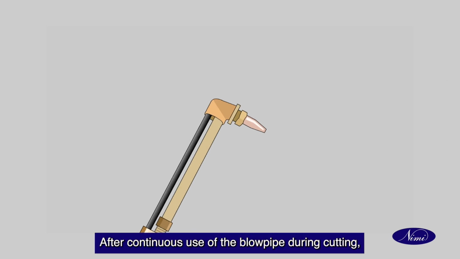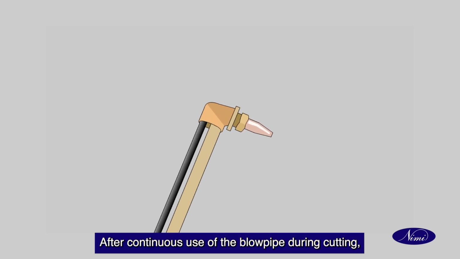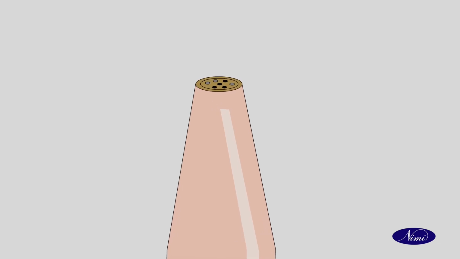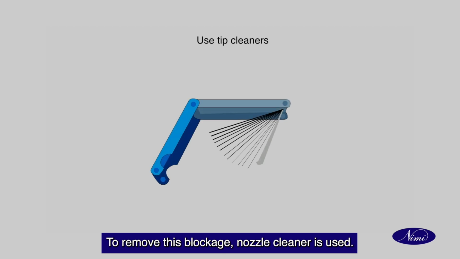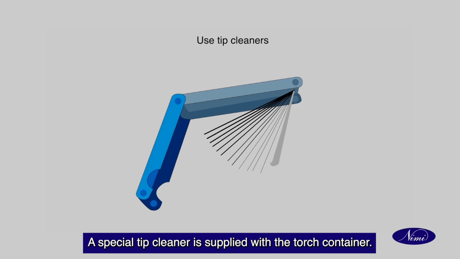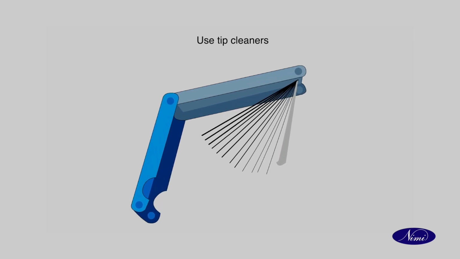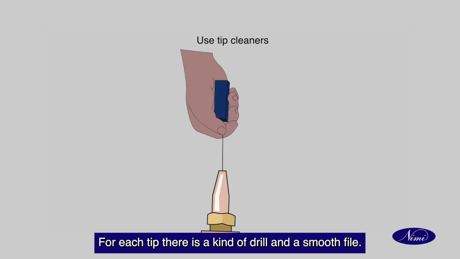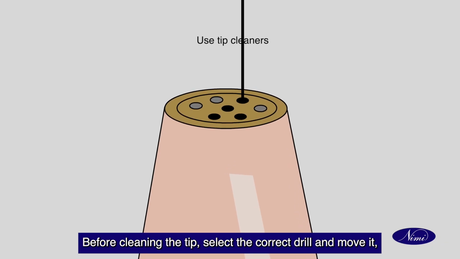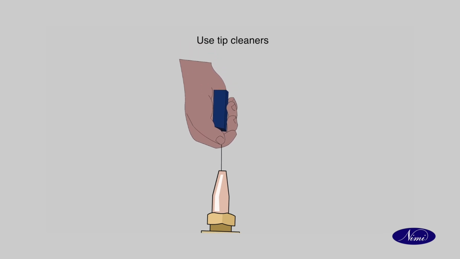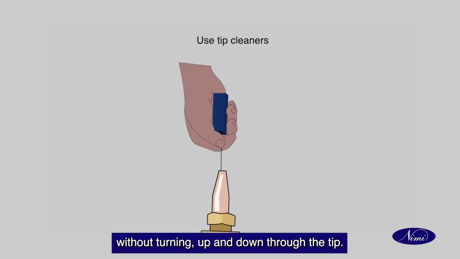After continuous use of the blowpipe during cutting, the nozzle may get blocked by metal particles or spatters. To remove this blockage, nozzle cleaner is used. A special tip cleaner is supplied with the torch container. For each tip, there is a kind of drill and a smooth file. Before cleaning the tip, select the correct drill and move it without turning up and down through the tip.